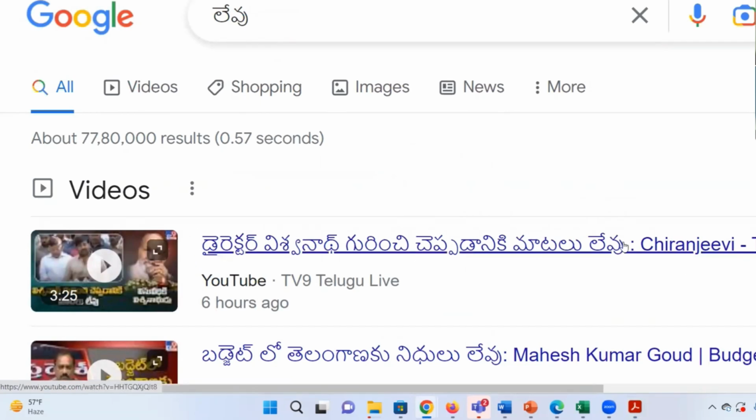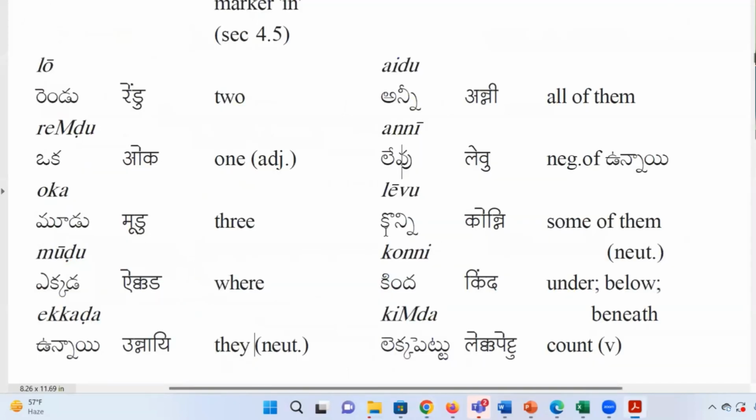Read this first sentence, then we'll try to translate. Director Vishwanath gurinchi chepadaniki matalu levu. Can you try? So, for the sake of saying something about director Vishwanath, words are not there. Yes, perfect. In other words, we can also say there are no words to say about director Vishwanath. You also said the same thing, but I used different words. Same meaning.